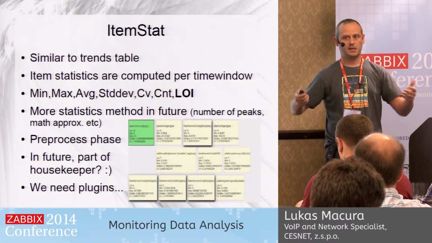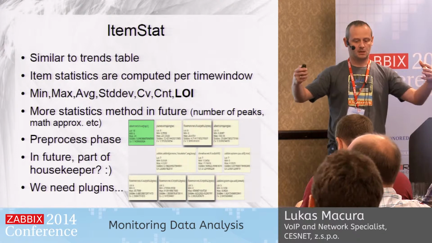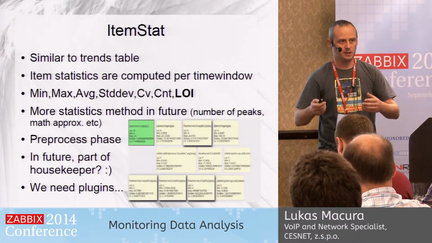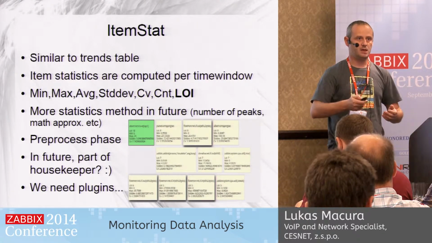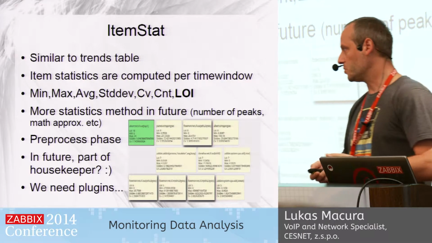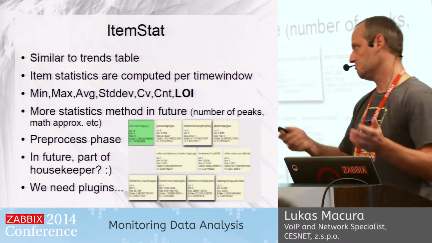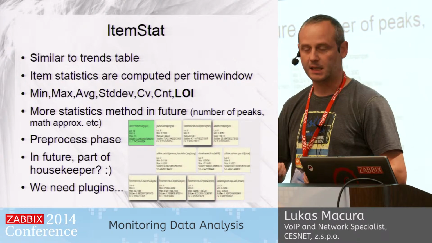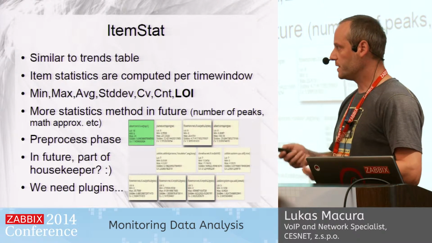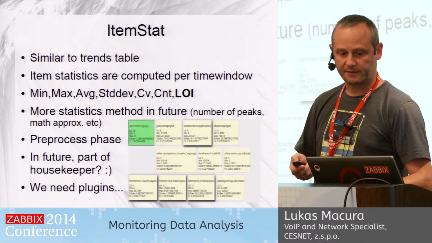So this was the pre-processing phase. We take the data, check whether the data are interesting for us or not, and stamp them with a level of interest. Maybe in the future it could be a housekeeper process, we'll see. But definitely we need some plugins to work with historical data in the Zabbix server.